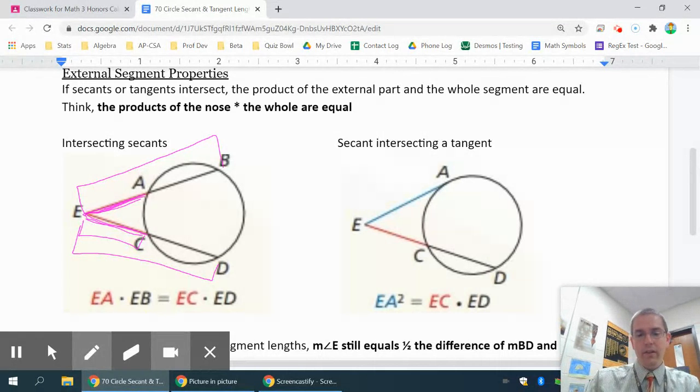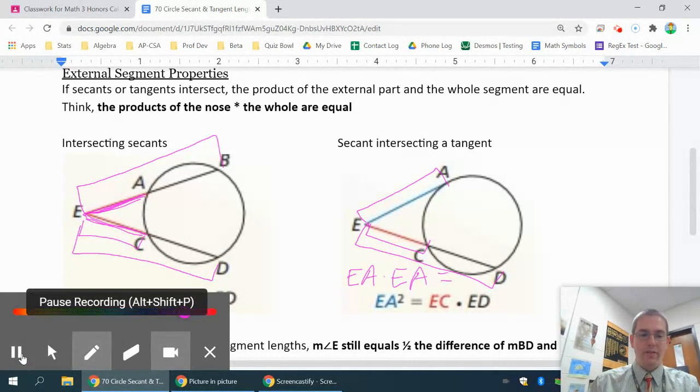Now on this one here, EA is the nose, but it's also the whole. The whole thing on that tangent is a nose. So that's why it's EA squared. Sometimes I just think of it as EA times EA, but really that's the same thing. It's still the nose times the whole because the nose is EA, the whole thing is EA, equals the nose EC times the whole thing ED. So those are your theorems, and we'll go ahead and practice them together.